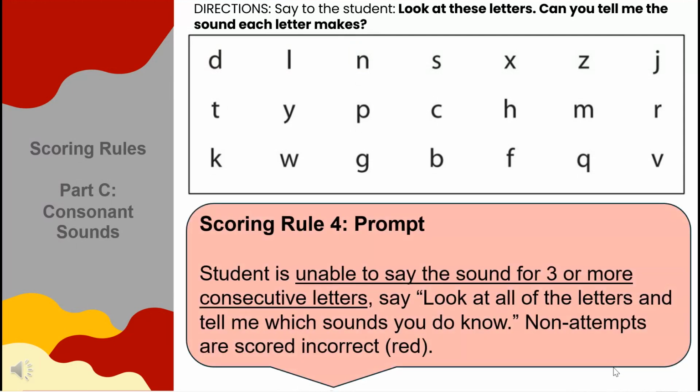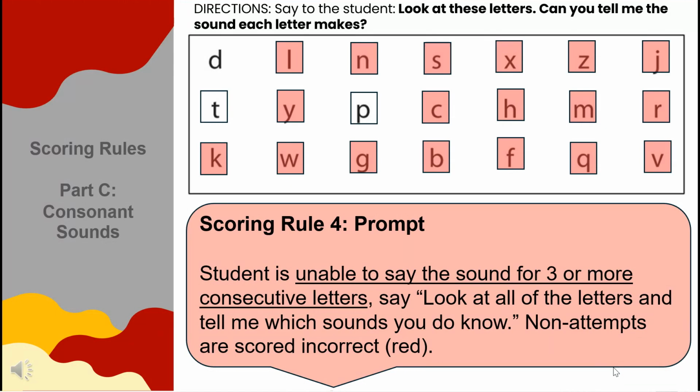Scoring Rule 4. If the student is unable to say the sound for 3 or more consecutive letters, we can give them a prompt. Let's try an example. The student says d, j, m, t. The tester will then say, "Look at all of the letters and tell me which sounds you do know." The student then responds, t. Therefore, the T and P are not marked, but the tester then marks all remaining letters as incorrect. The tester then moves forward to the next screen.